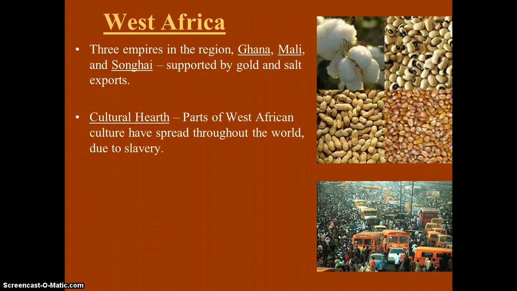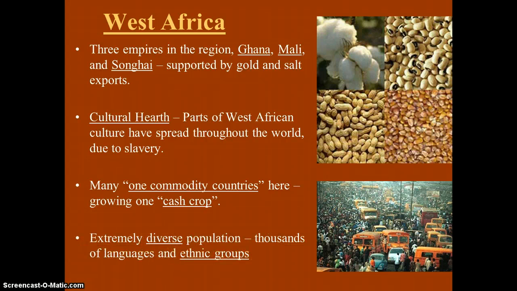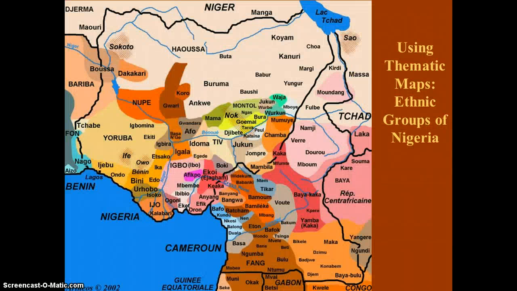Cultural hearth. Parts of West African culture have spread through the world due to slavery. And there are many one-commodity countries here. In other words, they're growing one crop, cash crops. And an extremely diverse population, with thousands of languages and ethnic groups.